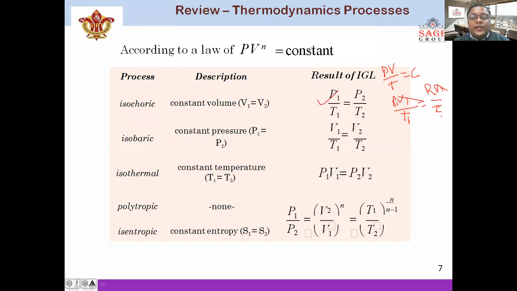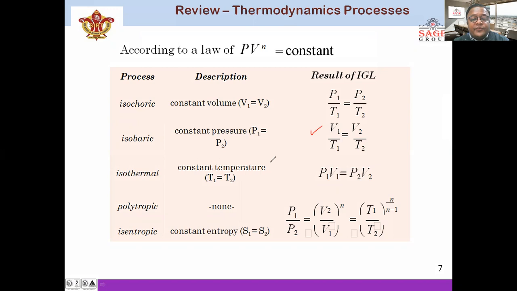Similarly, for the other processes: this is called the isobaric process, where the pressure remains constant during the heating or cooling. The volume and temperature vary in a proportional manner, that is V1/T1 = V2/T2.